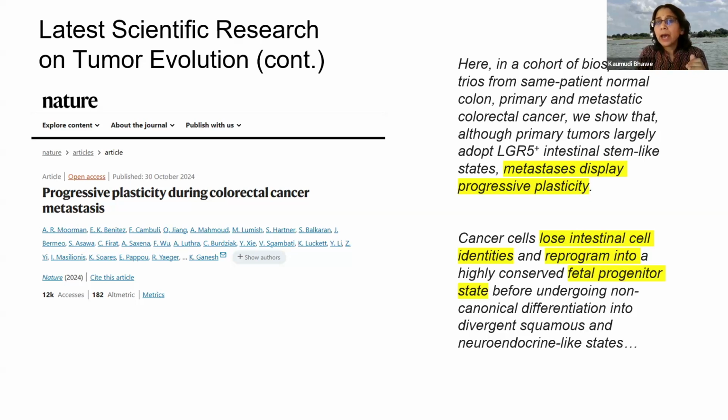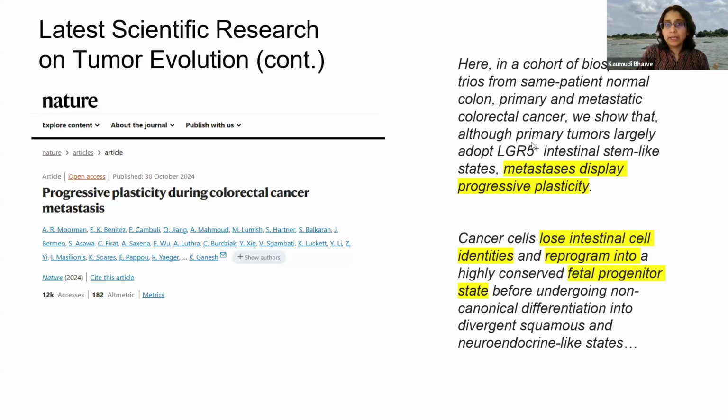Okay, so the metastases. And what they have shown in this very early research paper is that although the primary tumors are largely adopting a certain stem-like state, the metastases adopt progressive plasticity, meaning there are large differences in the way they diverge from that stem-like state. So they initially reprogram, meaning they lose their differentiation into colonic intestinal cells, and they become more fetal-like or more embryonic, but then they start differentiating and adapting in multiple different ways.